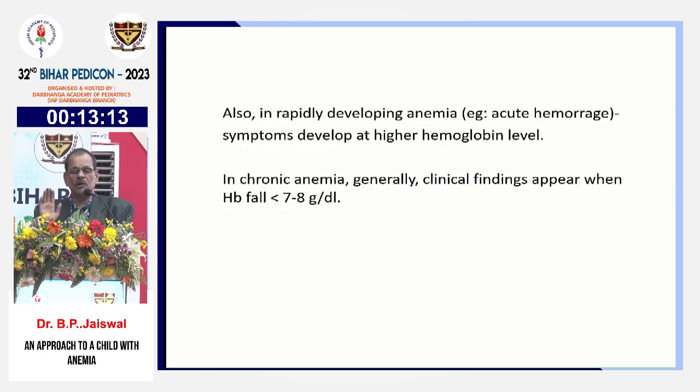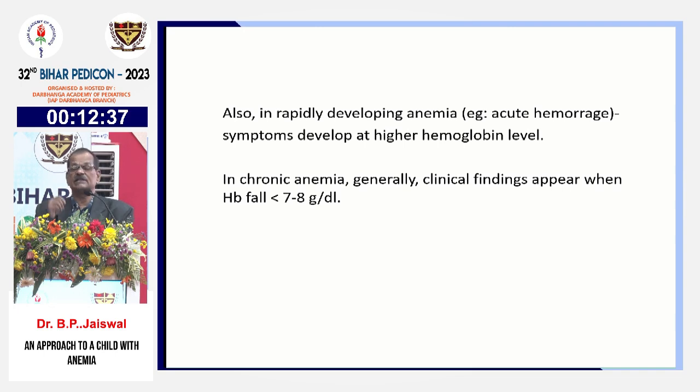Now, also in rapidly developing anemia, as for example acute hemorrhage, symptoms develop at a higher hemoglobin level. Let me tell you that if hemorrhage is there, blood loss will be very fast. Therefore, the symptoms of anemia will develop fast because the heart will not have the time to compensate for the diminished hemoglobin level. In chronic anemia, generally, clinical findings appear when hemoglobin falls below 7 to 8 gram %.